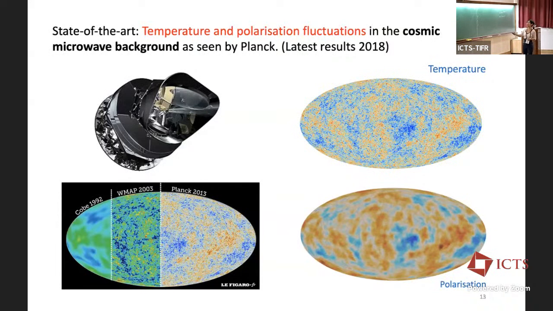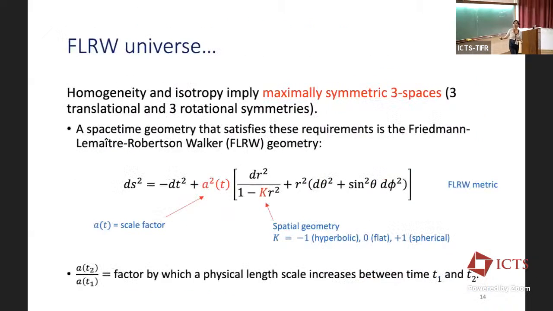The temperature fluctuations measured by Planck are here, and this is the polarization fluctuation. You can compare the resolution of these three generations of CMB probes, and you can see how we're improving all the time when it comes to resolving these spatial fluctuations. But nonetheless, these are tiny fluctuations, 10 to the minus 5. In the second part, I'll tell you how we can use these fluctuations to really do precision cosmology. But for now, it looks pretty homogeneous and isotropic overall.